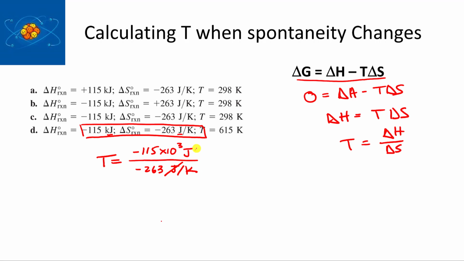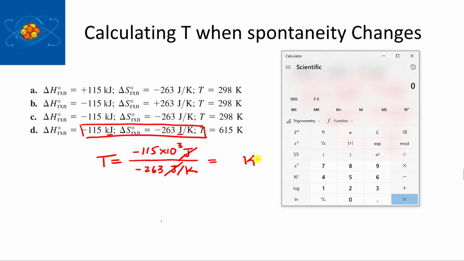And so the joules will cancel, and then I have an inverse Kelvin on the bottom. So what will happen is this will come out to be units of Kelvin. And the temperature at which that takes place, so 115, change sign, times 10 to the third divided by 263 and change sign, and I get 437 degrees Kelvin.